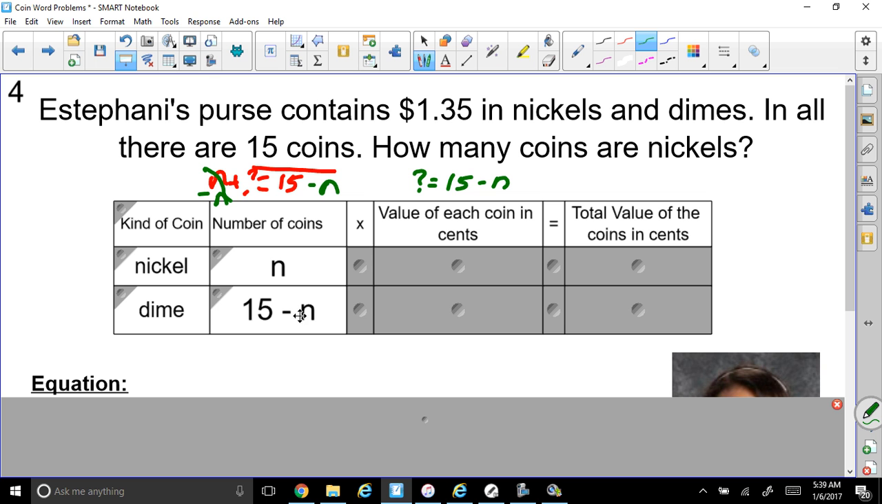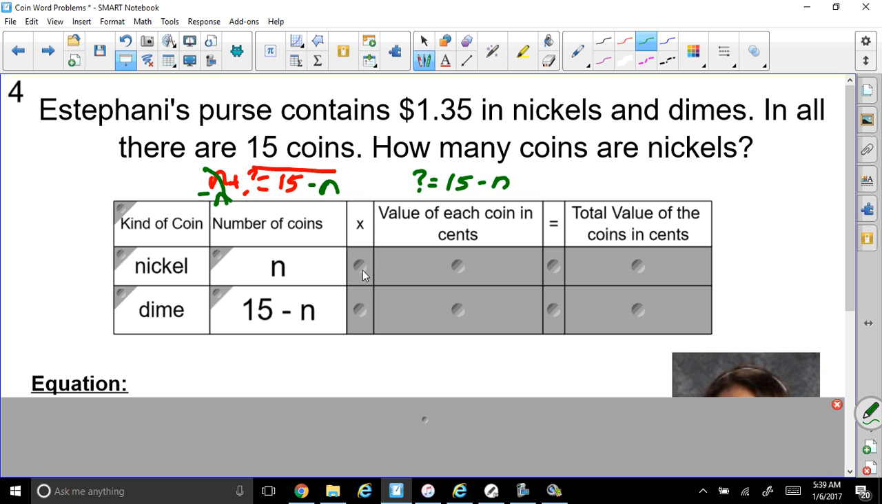So that's a little bit of abstract math there, because I don't know how many nickels there are, but if I know there's a total of 15. So if I add N plus 15 plus negative N, I notice my N and my negative N will cancel out, leaving me with 15. So it does add up to 15. That's an interesting way of looking at the number of coins, because this time they didn't tell us how many more than or less than.